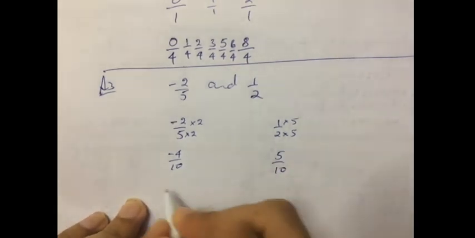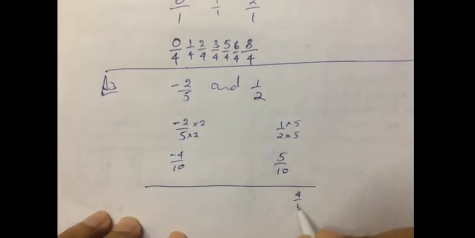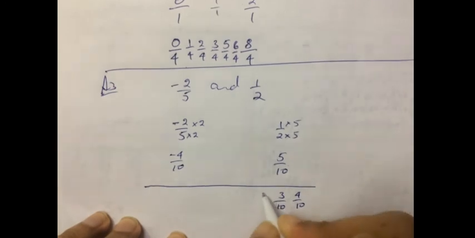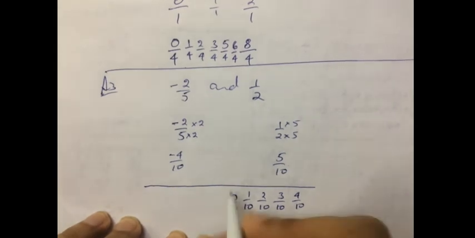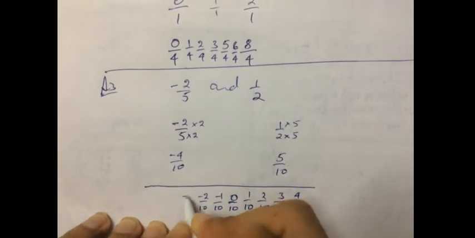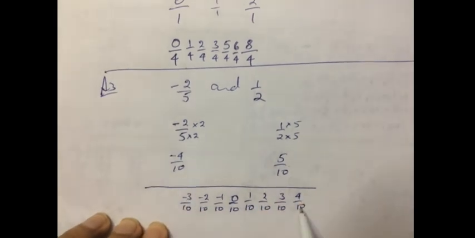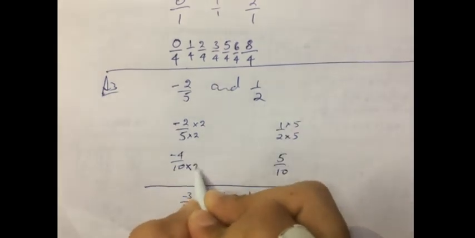Let's write it down. It will be 4 by 10, 3 by 10, 2 by 10, 1 by 10, 0, then 0 by 10 you can say, minus 1 by 10, minus 2 by 10, minus 3 by 10. How many numbers are there? 1, 2, 3, 4, 5, 6, 7, 8. And we have to find 10 numbers. So the range is still smaller than required, so we will increase the range more.